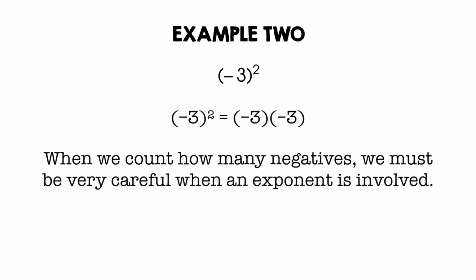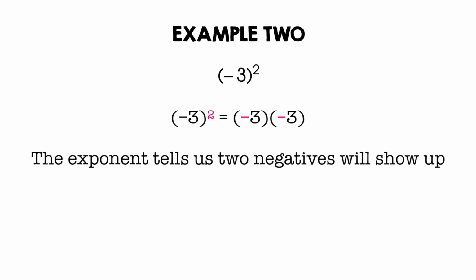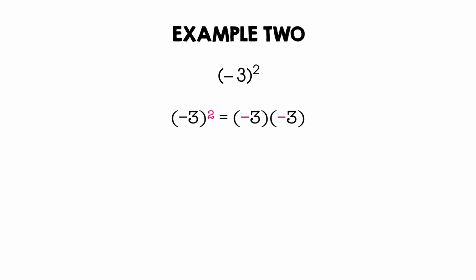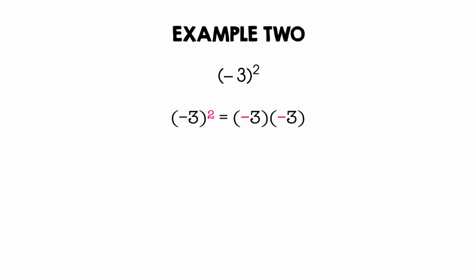Now in step 2, when we count how many negatives, we want to be very careful when we have an exponent involved. When looking at the original expression, it may appear that we only have one negative. However, the exponent is telling us that 2 negatives will show up. And now 2 is an even number. So when we have an even number of negatives, our final answer is positive. So negative 3 in parentheses squared is equal to positive 9.